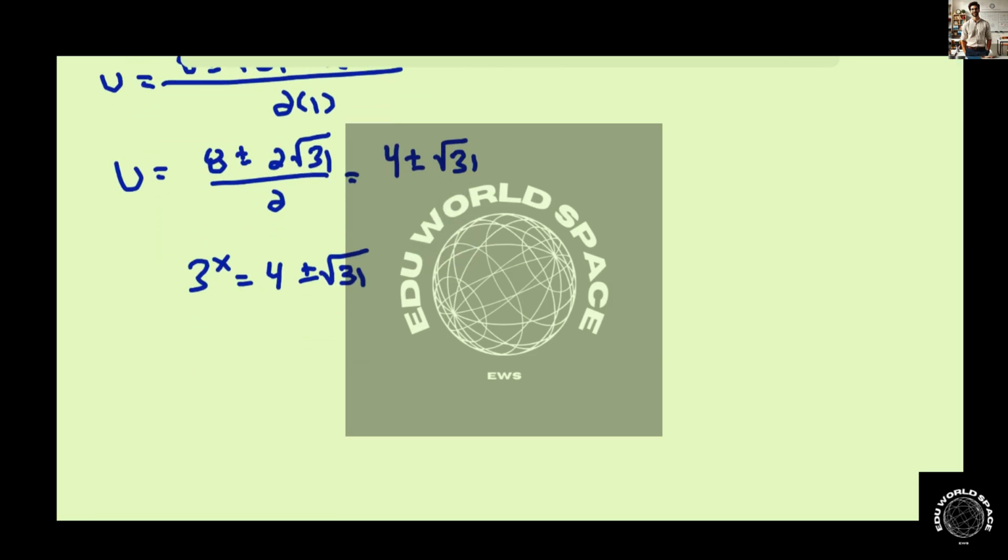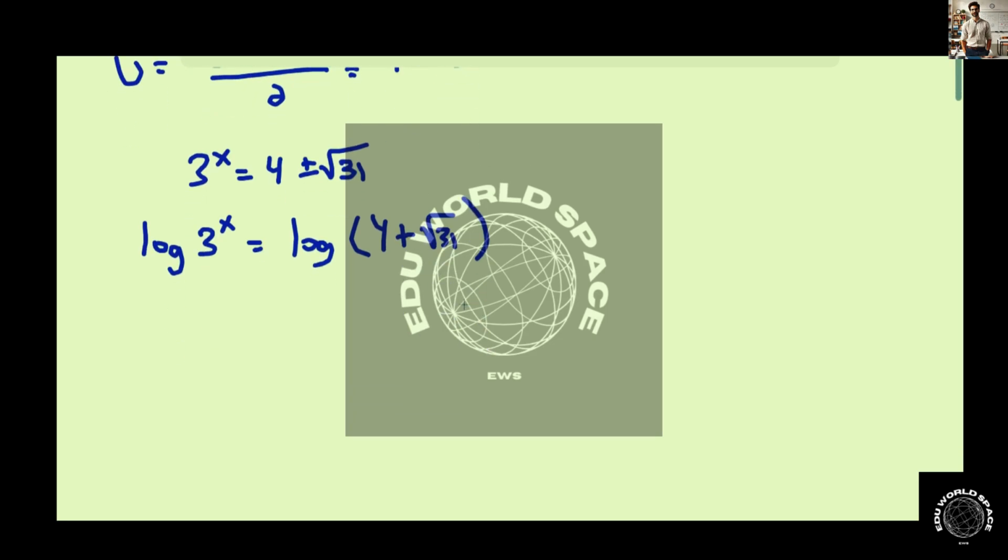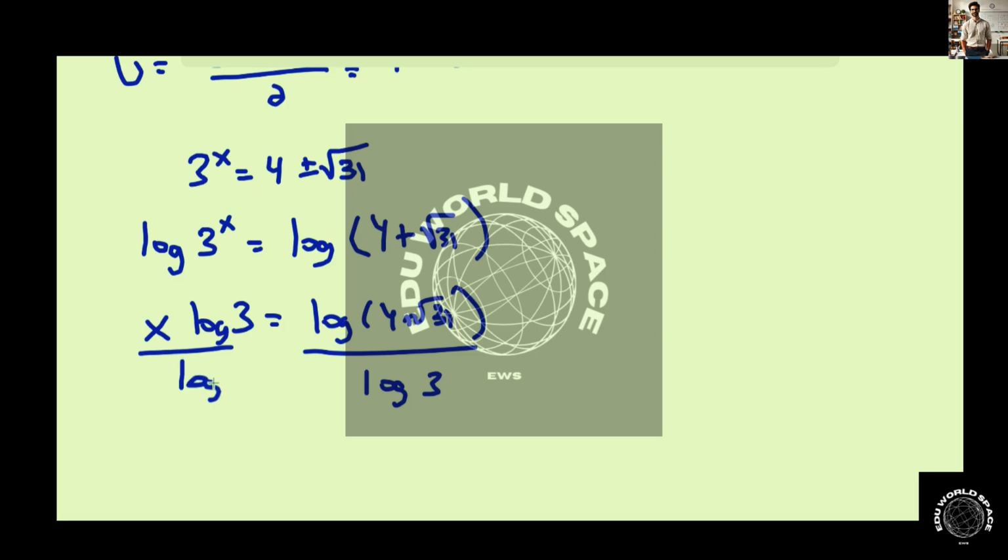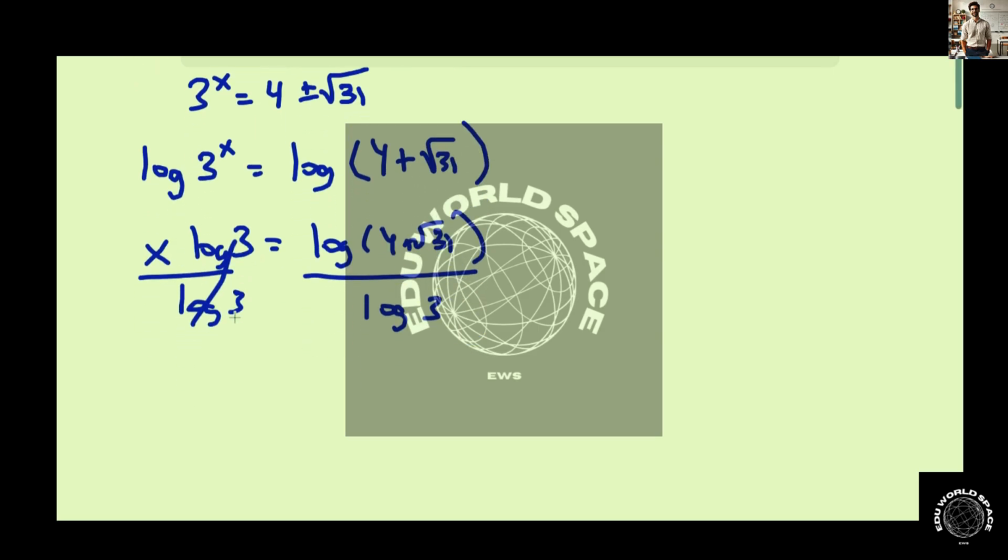And now we can use the log of both sides. The log of 3 to the x equals the log of 4. Let's go plus square root 31 first. And so x log 3, using the power rule, would equal log of 4 plus square root 31. And then divide both sides by log of 3. And so there's your exact answer.